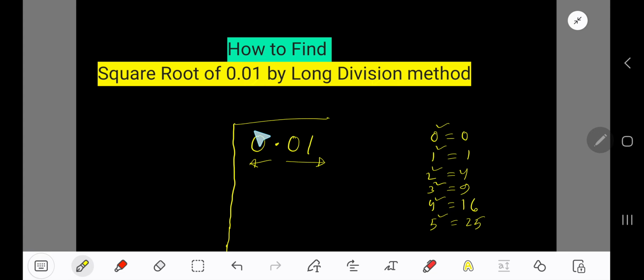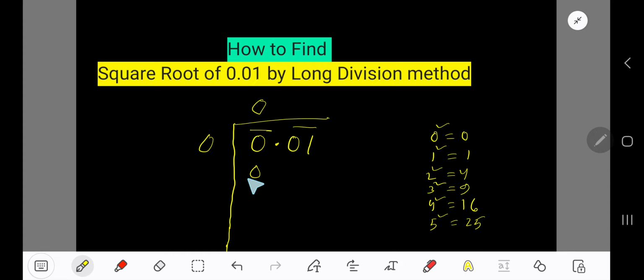So this is whole number part, we have just one pair. You can consider one more zero, but we don't need it. And for fractional part we have one pair. Now consider this whole number part 0. You need to consider here a digit whose square is equal to 0 or nearest to 0. If you take here 0, then 0 squared equal to 0. So same digit will come to the quotient also.